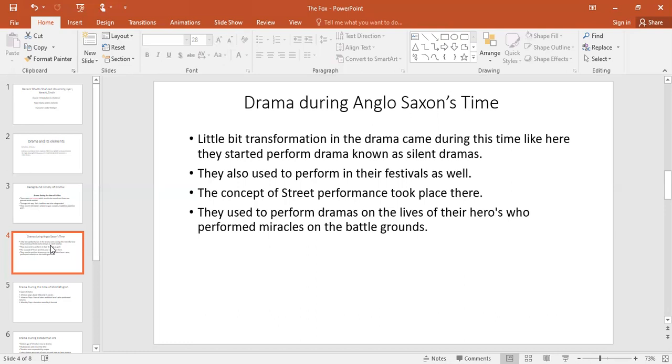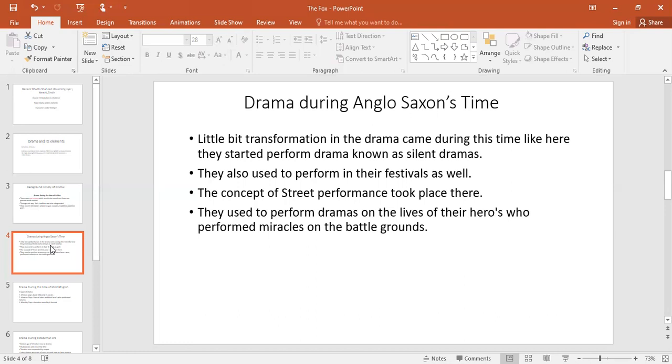You see, one person takes a picture from one side of the stage to the other side, then from there another person takes a picture to the first side. In this way, there were silent dramas, and the message of the whole story was being given through the pictures. So that was known as the silent drama during the time of the Anglo-Saxons. I hope I'm making sense.